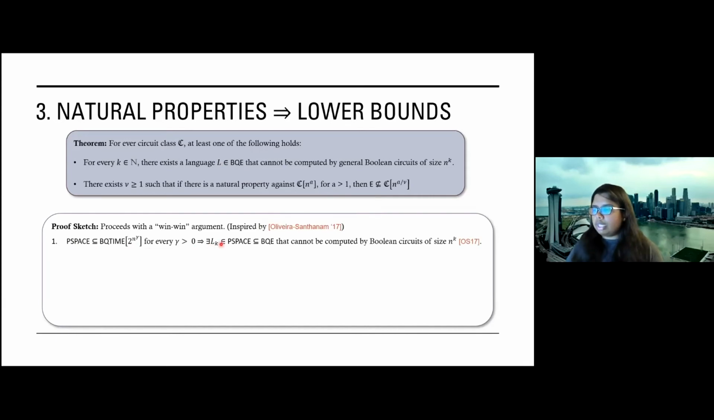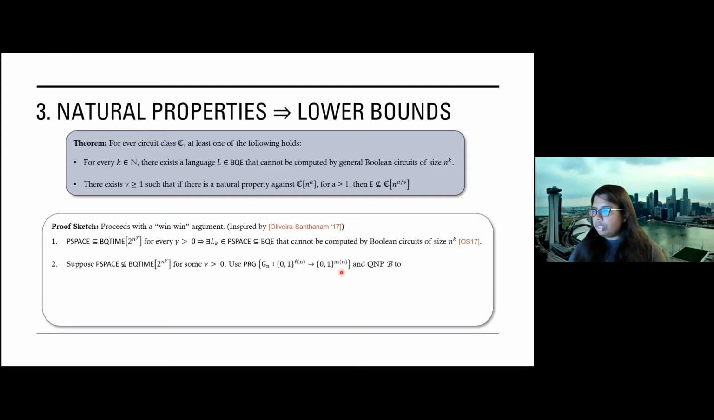Then I can show that there exists some language LK that cannot be computed by Boolean circuits of size n to the K. This goes by some kind of a diagonalization argument, and I'm not going to go into the details because this is not exactly our contribution, but we get it for free because this result was already known. The second part is what we would focus on, where we say that PSPACE is hard for sub-exponential quantum time.